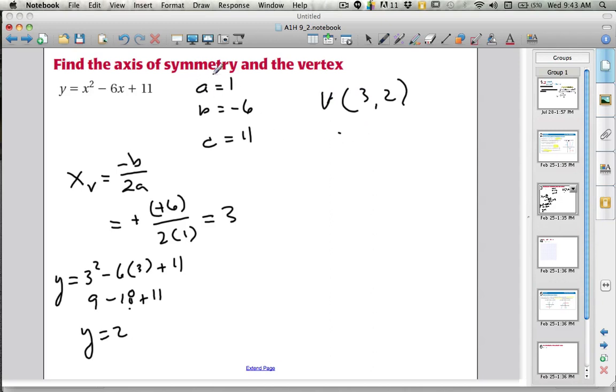Okay, once I know that that is there, my axis of symmetry is always going to be x is equal to the x-coordinate of the vertex. Okay, so these values will be the same. Okay, and this is the answer to their question of the axis of symmetry and the vertex.